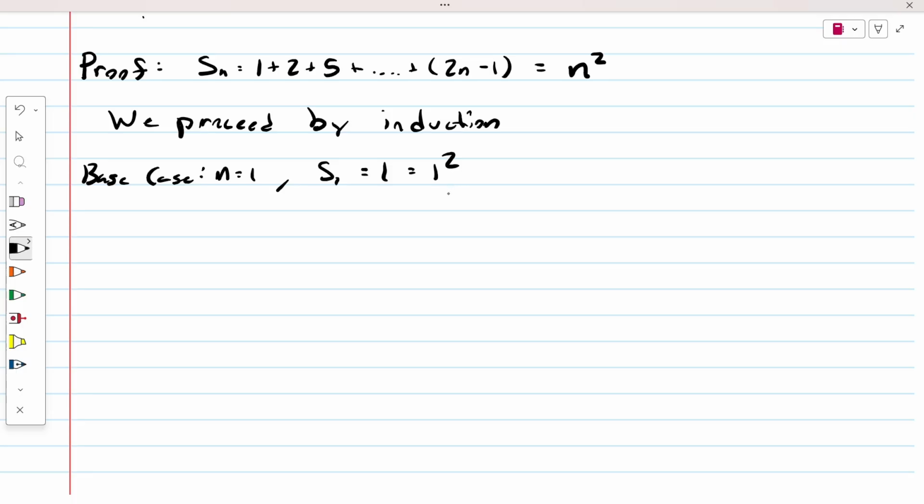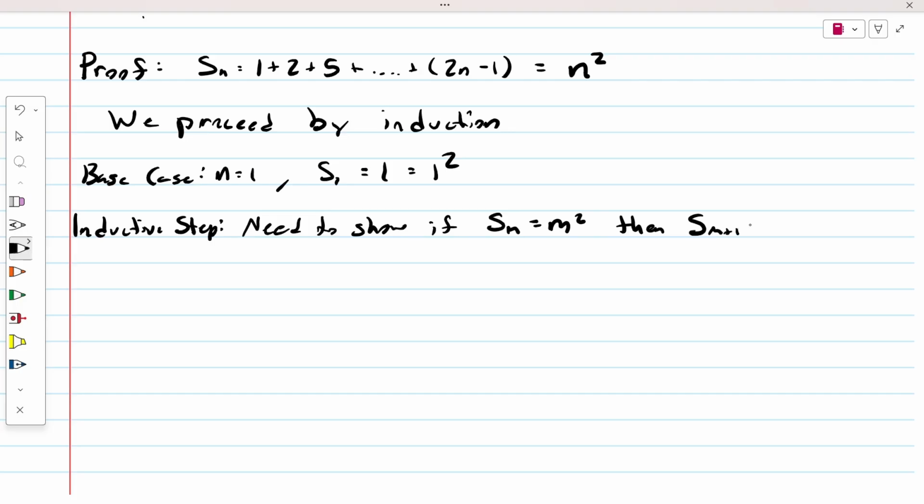Okay, so now we have to show the inductive step. So what do we need to show here? We need to show that for some m, the m case implies m plus 1. That if S of m equals m squared, then S of m plus 1 equals m plus 1 squared. And this has to be true for all positive integers m. So how are we going to prove this conditional? This is what we need to prove right now to prove that the whole thing works.